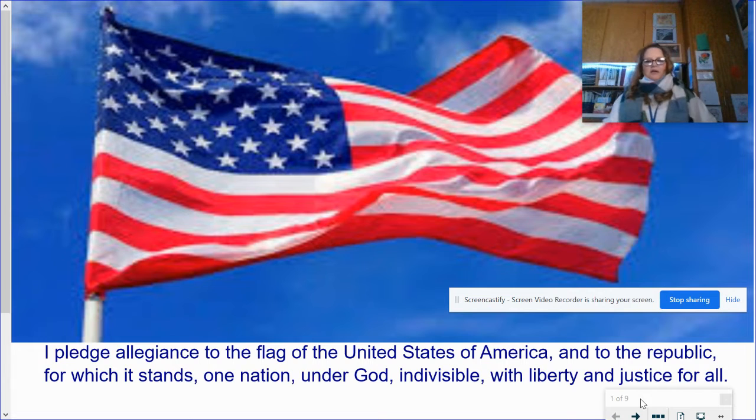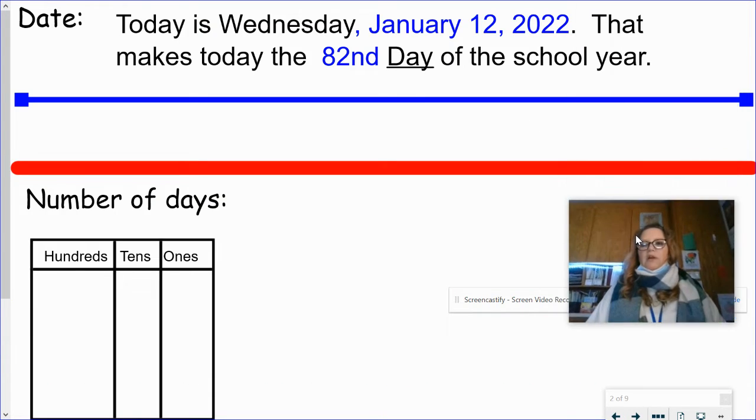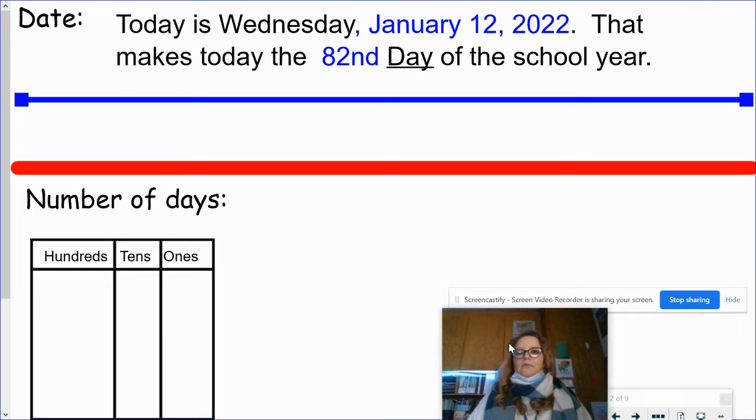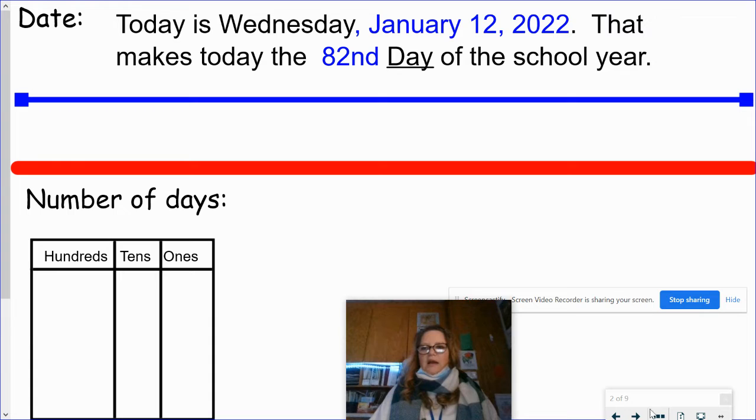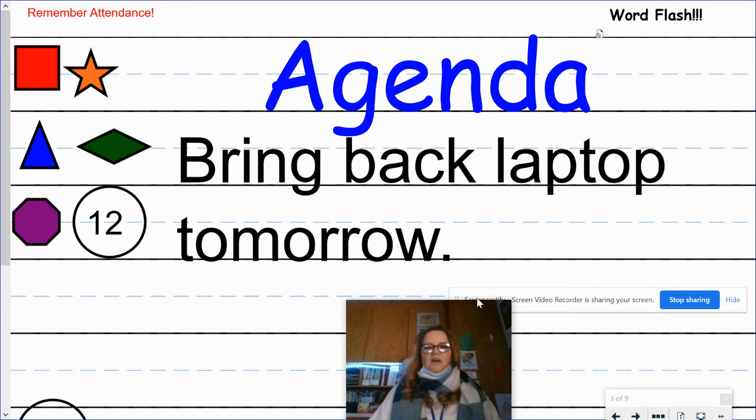Okay, let's get started. Today we will be going through our morning routine. Today is Wednesday, January 12th, 2022. And that makes today the 82nd day of the school year. So that has 8 tens and 2 ones. And we will be able to show that later on with our number of the day.